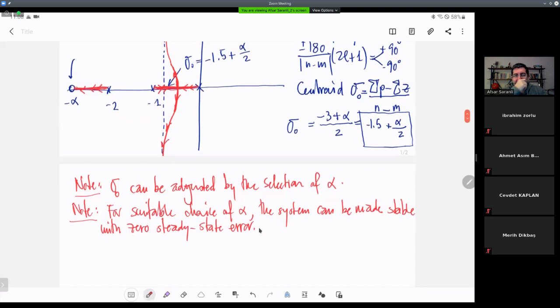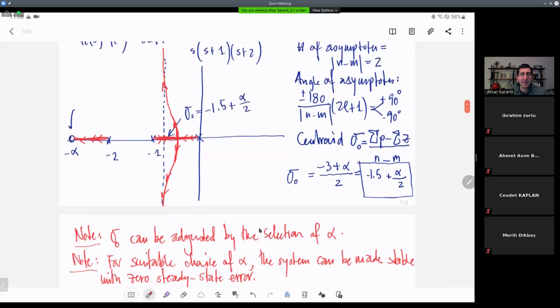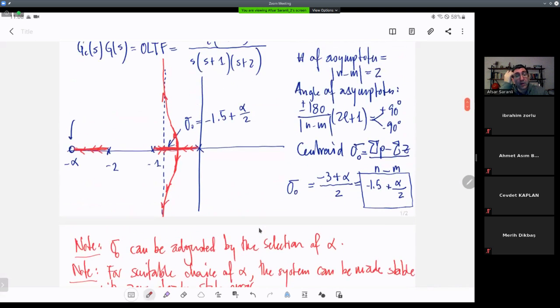What about the settling time? Unfortunately, the settling time is not that great. Okay, you see that this centroid, in many cases, is actually quite close to the j omega axis. So that means as you increase the gain, you will still be quite close to the j omega axis, and that means the settling time will not be that great.